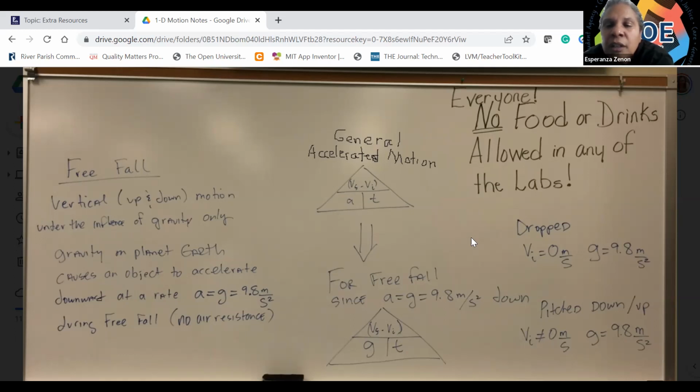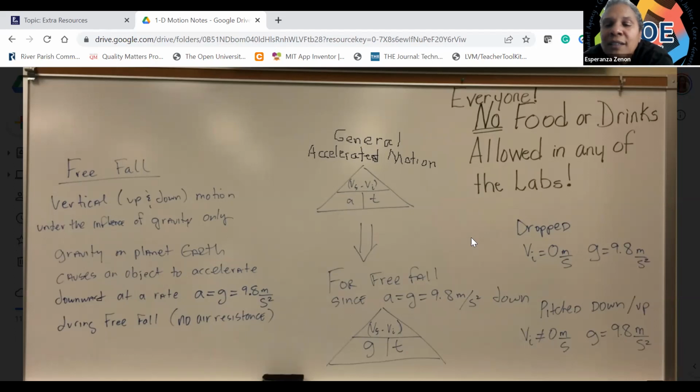Okay, so when you're dealing with free fall, think about it. Any kind of vertical motion under the control of gravity only, we know the acceleration, G, 9.8 meters per second squared. Well, what if I drop the object? Well, dropping it just means that the initial velocity starts from 0, but the acceleration is 9.8 meters per second squared, G. What if I pitch it down or throw it straight up? Pitch it straight down or throw it straight up. Well, that just means the starting velocity is not 0, but the acceleration is always 9.8 meters per second squared.